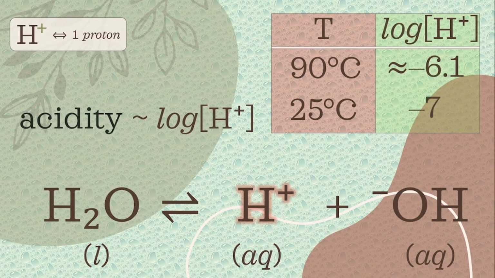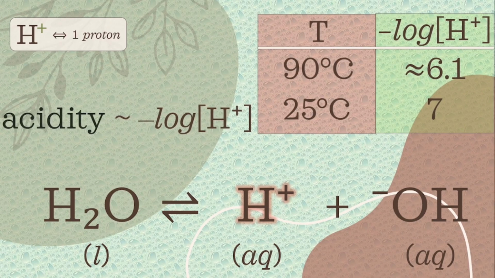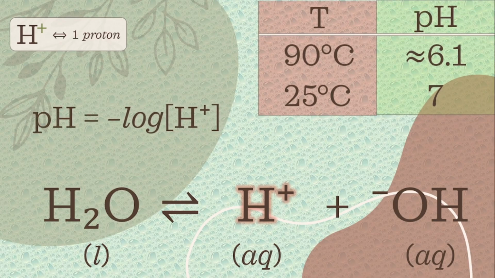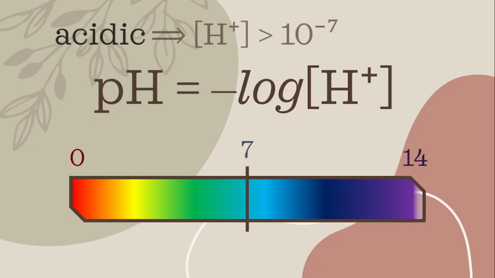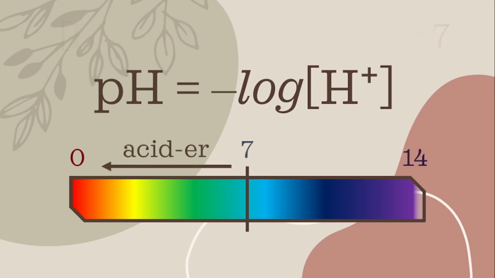But having a minus behind every single number is kind of annoying, so let's take the negative of the negative so we always have a positive number. And thus, the definition of pH is born. If a solution is acidic, it has higher H+ concentration than 10⁻⁷, so the negative of the logarithm is lower, meaning the pH is less than 7, and the opposite is true for basic solutions.